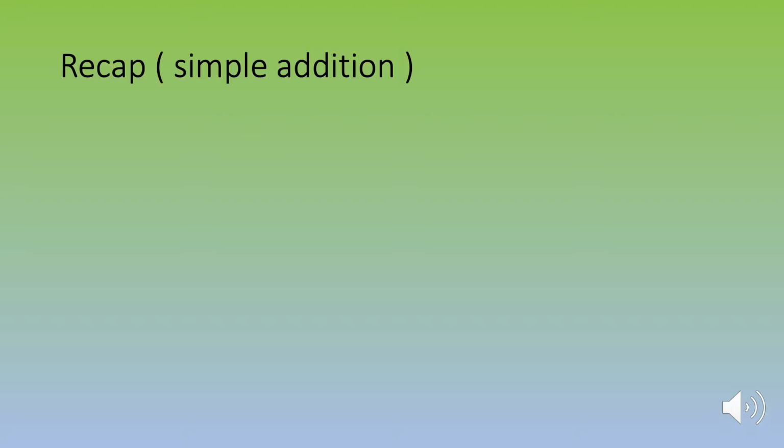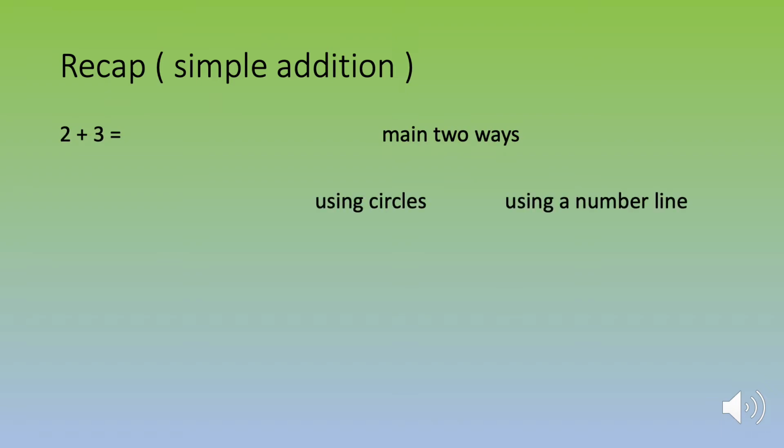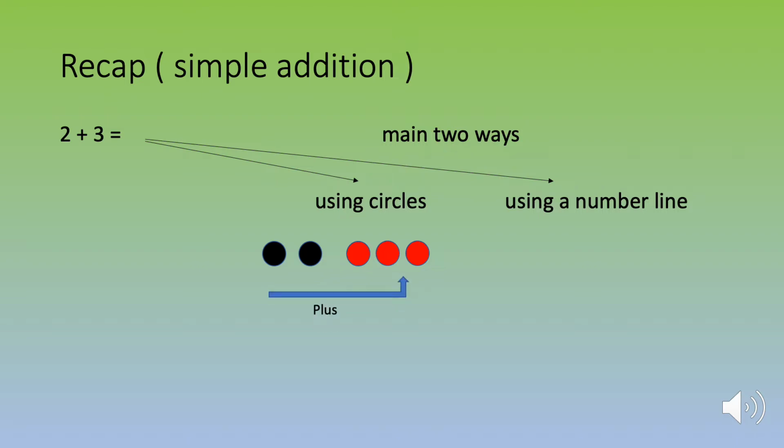In my previous video, we talked about simple addition and here's a recap on it. 2 plus 3. There are two main ways to do it, using circles and using a number line. Using circles would be like this, 2 circles, 3 circles, and you have to bring these together to get a total of 5.